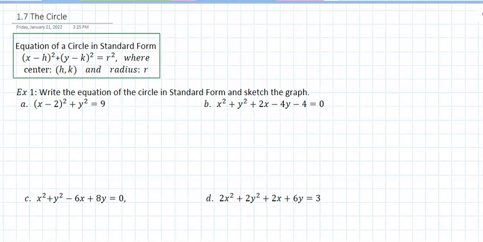An equation of a circle in standard form looks like this, in which the center would be the opposite of those, and the number that you square to get that would be the radius. So the goal is to get the equation of a circle looking like that. Here's one. Write the equation of a circle in standard form and sketch the graph.